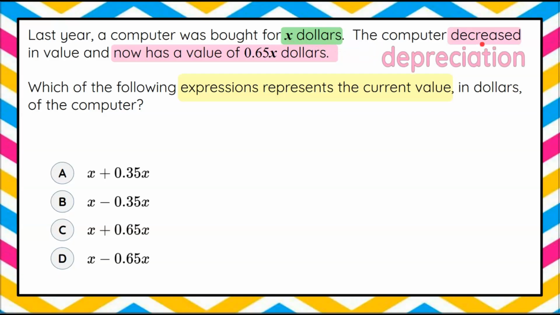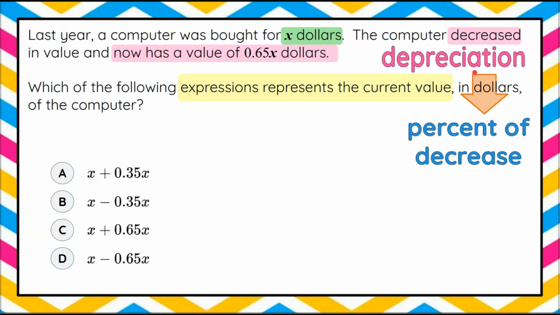So we know that a decrease represents a depreciation. Depreciation means that something went down in value, which is a type of percent of decrease. So we're going to understand that we started with x. It was what we bought, x dollars we paid for it, and now it's 0.65x.